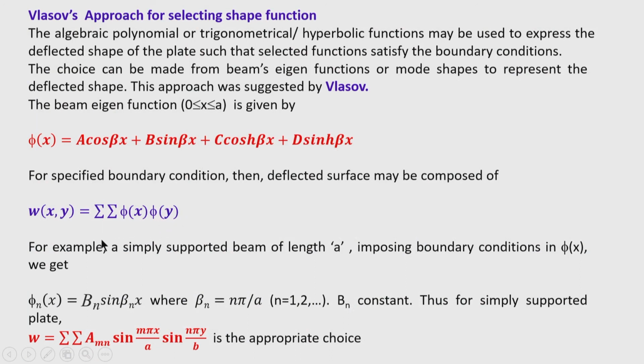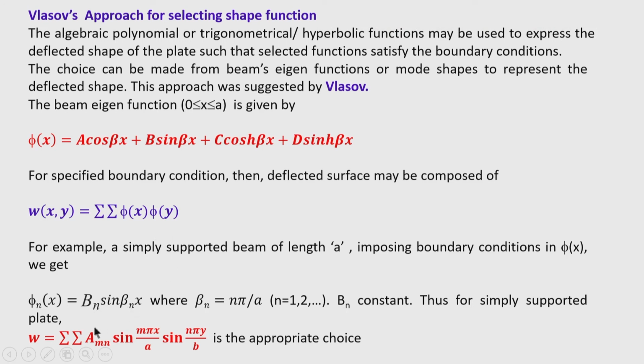So, here you can see that if I use the eigenfunction for a simply supported beam, the boundary condition of the simply supported beam leads to an eigenfunction in this form, say b n sin beta n x, where beta n is a non-dimensional parameter n pi by a. So, here n is equal to 1 to etcetera, and it can go up to infinity, and b n is a constant.